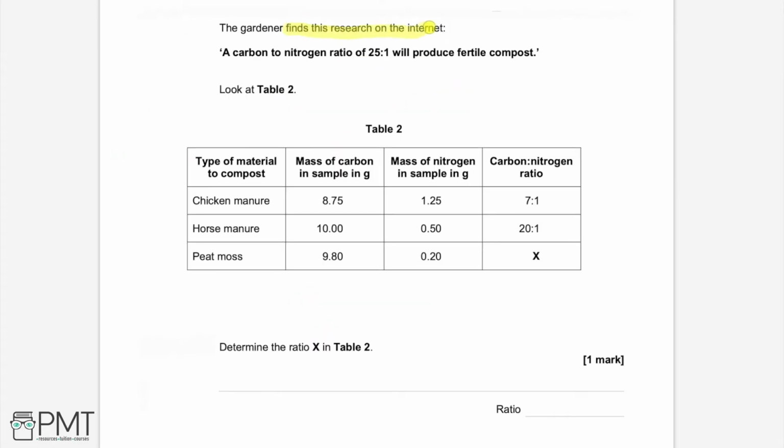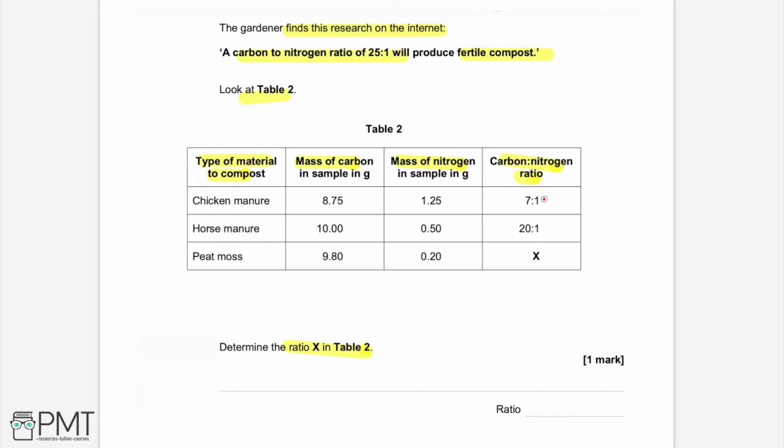The gardener finds this research on the internet. A carbon to nitrogen ratio of 25:1 will produce fertile compost. Look at Table 2. Well, Table 2 shows the type of material to compost, which is chicken, horse and peat manure, the mass of carbon and the mass of nitrogen in the sample, and from this, the carbon to nitrogen ratio has been calculated. Now, we are asked to determine the ratio X in Table 2. Now, as you can see, the other two ratios are given with a number to 1.